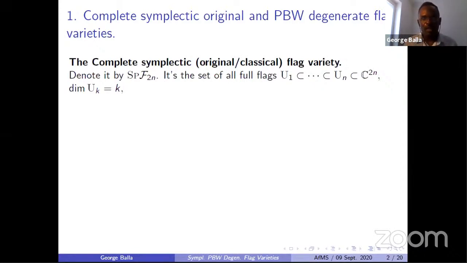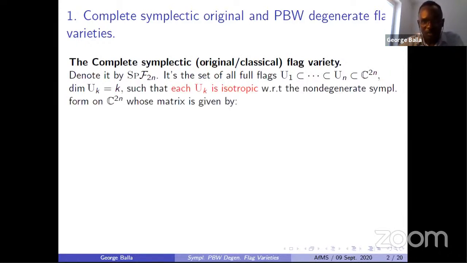If we take a vector space of dimension 2n, we can choose a basis for this, thereby identifying it with C^{2n}. Here we are fixing the field to be C. We can choose any algebraically closed field, preferably of characteristic 0. A sequence of subspaces U_1 to U_n, one contained in the next one, is called a full flag if the subspace appearing at position k is of dimension k.